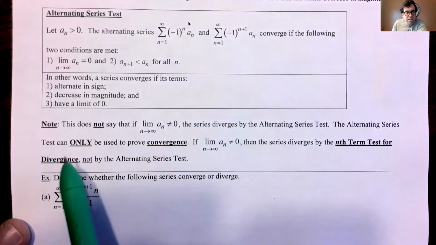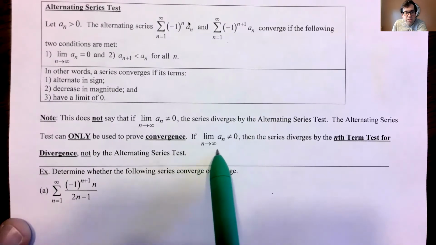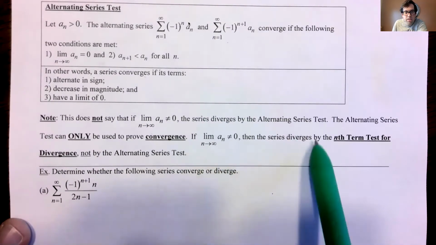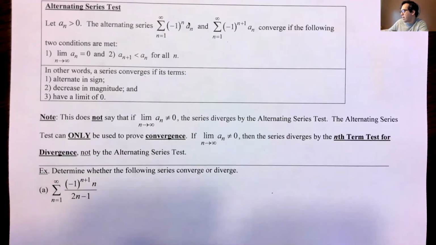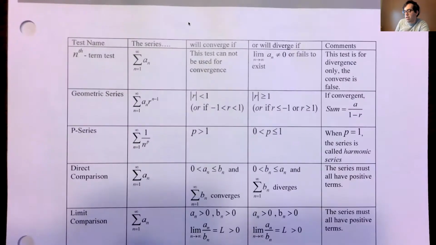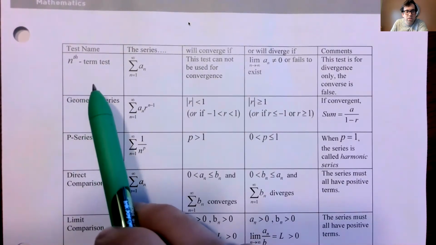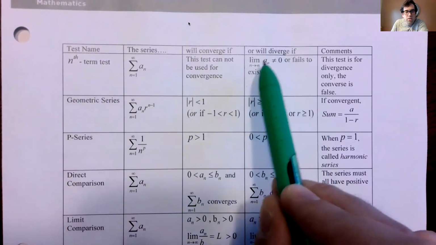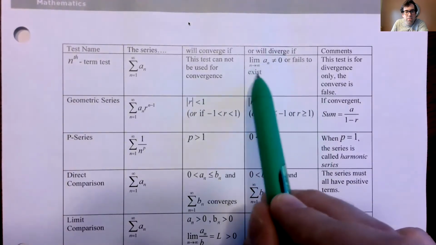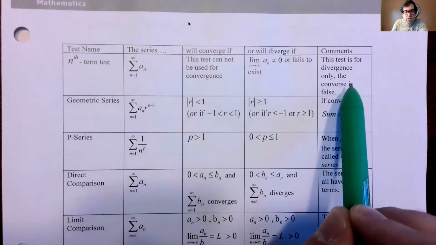The alternating series test can only be used to prove convergence. If the limit as n approaches infinity of a sub n does not equal 0, the series diverges by the nth term test for divergence, not by the alternating series test. And if we look back at our chart, that's the very first one on our list. I think it's technically the second convergence test that we learned. The nth term test, we know that the series diverges if the sequence terms don't approach 0. And this can only be used for divergence.